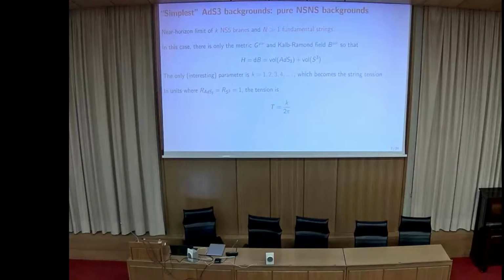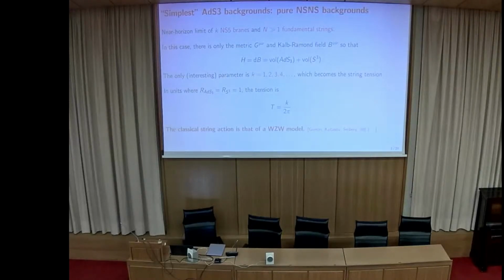And then you only have one parameter, because essentially you are dealing with a Wess-Zumino-Witten model for SL(2,R) and for SU(2). And the only parameter that you have, which is quantized, is K, 1, 2, 3, 4, which is precisely the number of NS5 branes. So it becomes some Wess-Zumino-Witten model with a non-compact part and a compact part. More specifically, a supersymmetric Wess-Zumino-Witten model on the worldsheet in the RNS formalism. And the tension of the strings in these units, where everything is scaled, is just K over 2π.